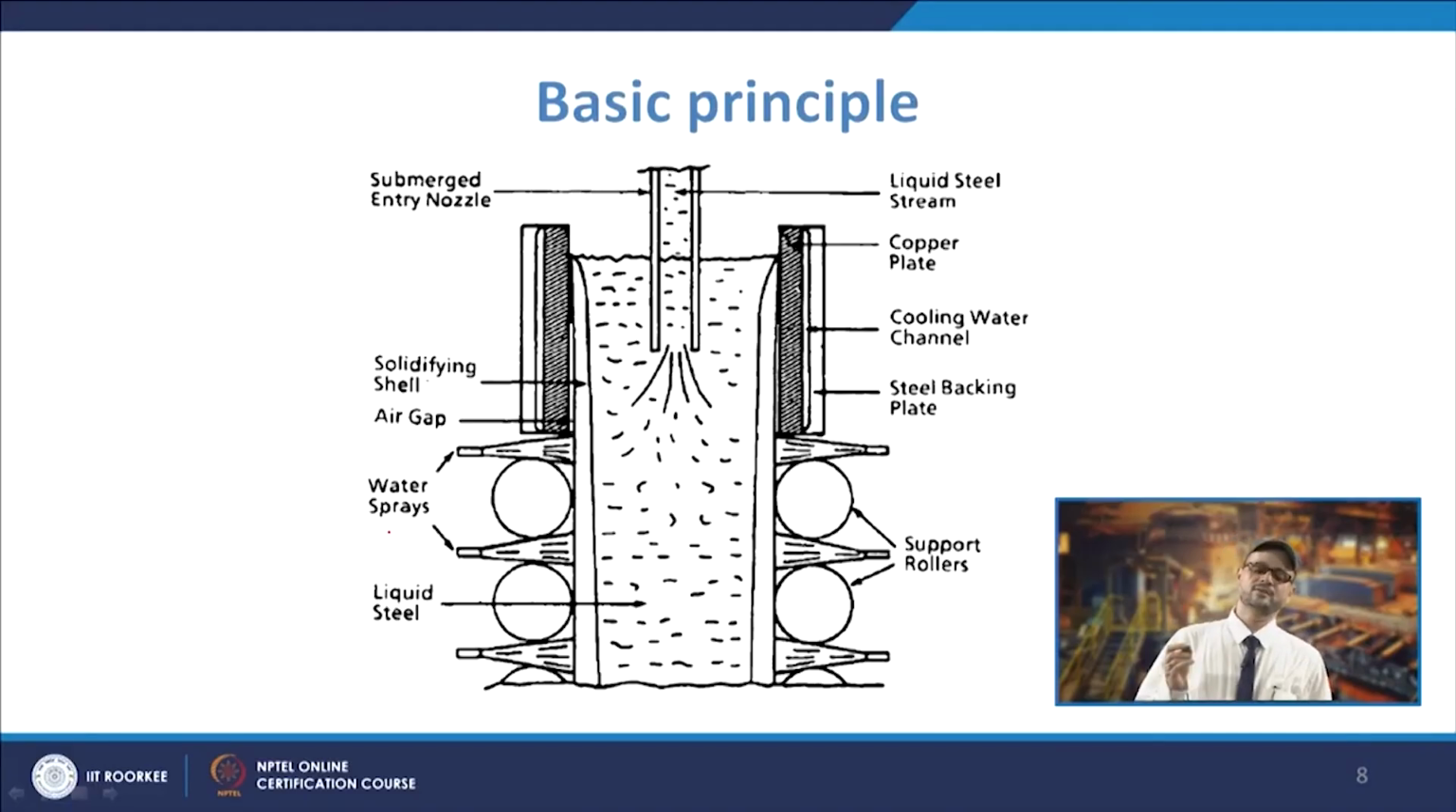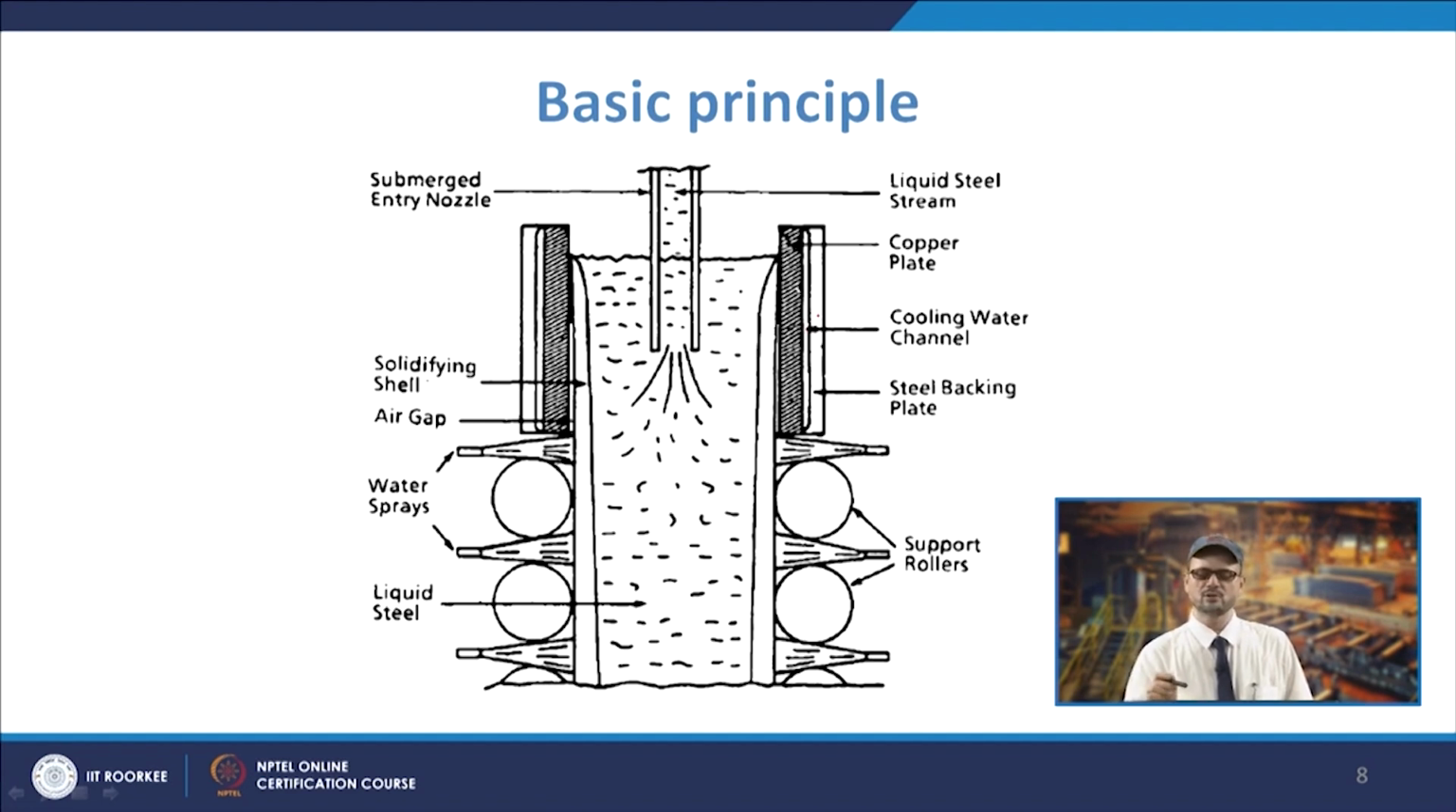So, this is the basic principle of continuous casting, and if you look at this figure, you see the liquid steel which is coming from here from the TUNDISH. This is known as the submerged entry nozzle. This nozzle will enter into this mold. As we see, this is a copper plate mold, and this is the cooling water.